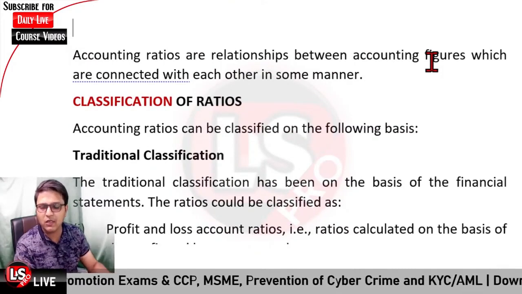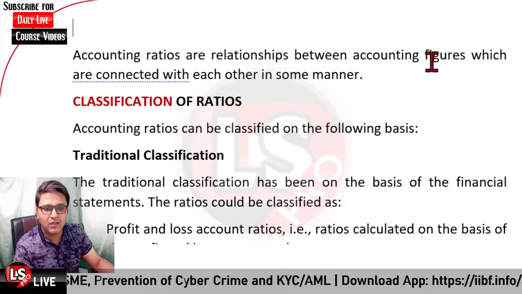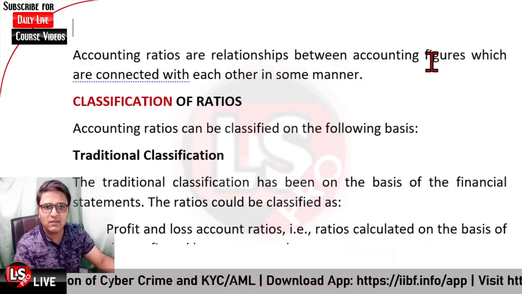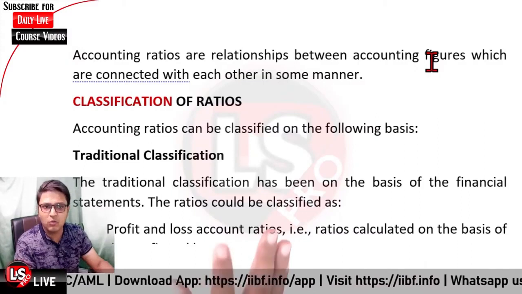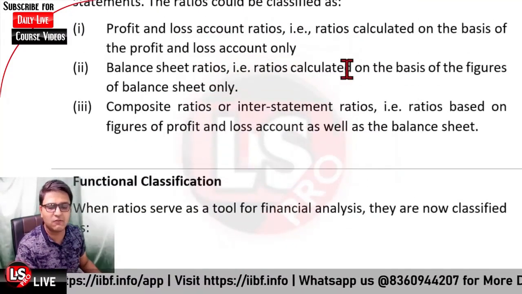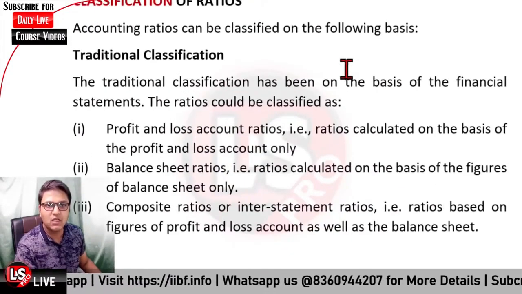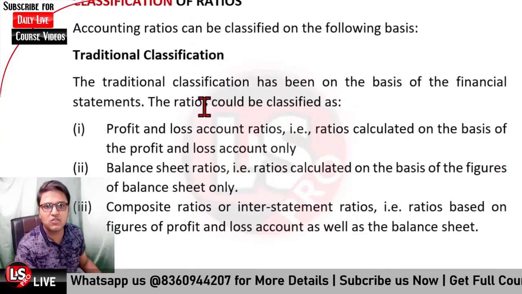So we have got different accounting figures, as in the case of the profit and loss account, the trading account, or the balance sheet. So it is basically a relationship between those different figures, and the accounting ratios have been classified as the traditional classification, and further there is a functional classification. So there are two types of classification: one is the traditional classification, and the other is the functional classification.